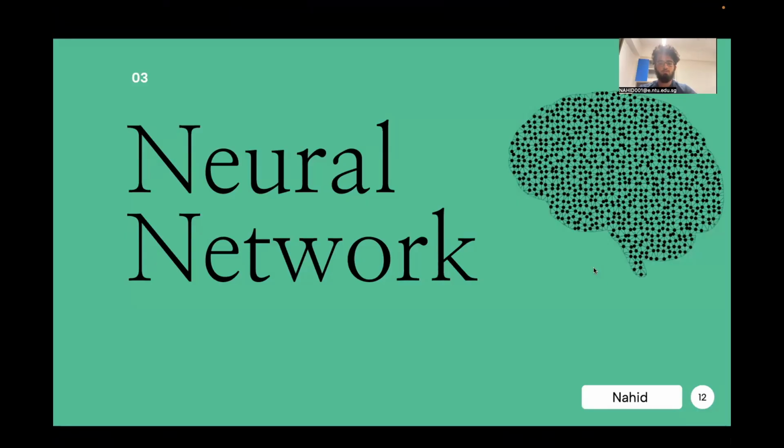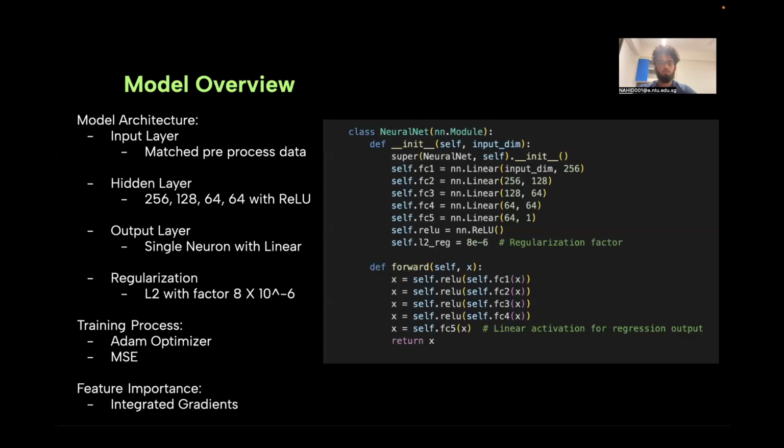Now, on to neural networks. Our neural network was designed for regression tasks, featuring 5 fully connected layers with hidden layers of 256, 128, 64, and another 64 neurons. ReLU activations were used to capture nonlinear relationships, while L2 regularization of 8 times 10 to the power of -6 penalized large weights to prevent overfitting. We trained the model using the Adam optimizer with a base learning rate of 0.001 and mean squared error as the loss function. Integrated gradients provide interpretability by quantifying each feature's contribution to the predictions. Despite these steps to combat overfitting, the network struggled with noise and weak feature-target correlations, limiting its effectiveness.